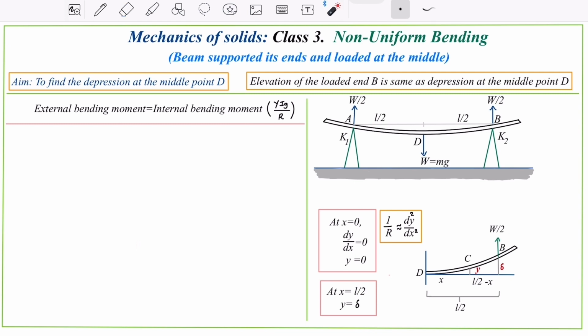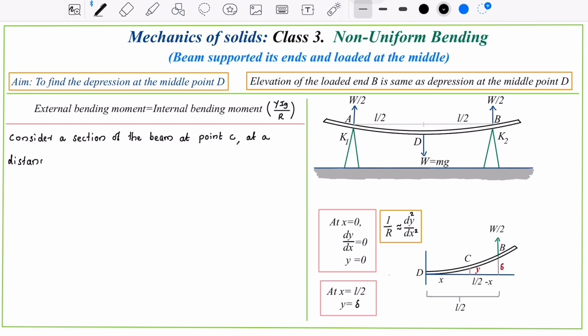To derive the expression, let us consider a section of the beam at point C. Now C is at a distance x from the point D, where D is the middle point. Now this is the section we have to consider.